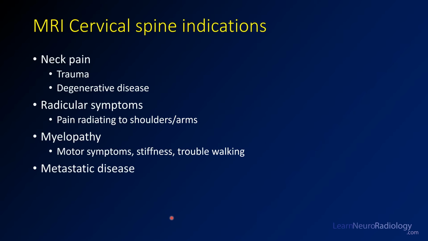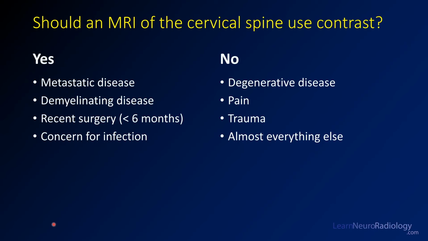When you're doing an MRI of the cervical spine, there are a couple of reasons that you might do them. One is neck pain, either from trauma or degenerative disease, with degenerative disease being by far the most common. Radicular symptoms such as pain or paresthesias in the shoulders and arms is another reason. Myelopathy or general weakness, motor symptoms and trouble walking, so you can have lower extremity symptoms from cord compression, or metastatic disease, and these are the main reasons you might be doing an MRI of the cervical spine.